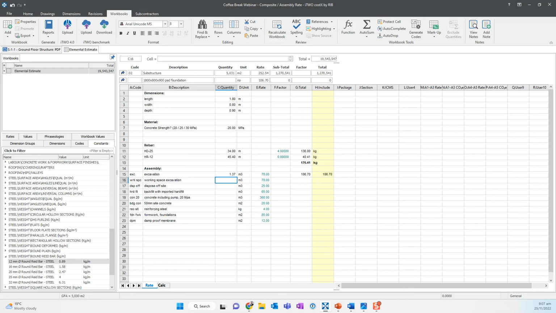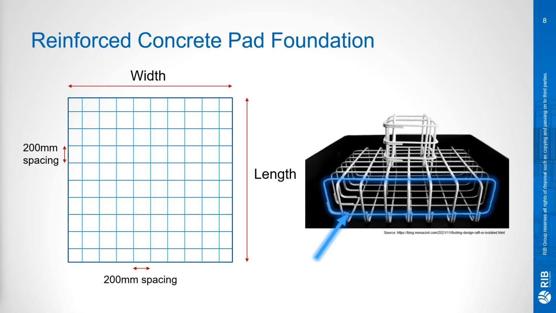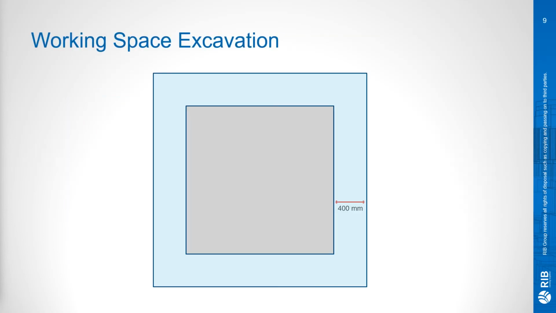For the working space excavation, I'll just open up a quick illustration here. The grey part of this illustration is the concrete pad foundation. Now we need to allow for some working space excavation around the outside of the concrete pad so that we can later put in some formwork. In this case, we're allowing 400 millimeters of working space excavation all around the outside of the pad foundation.